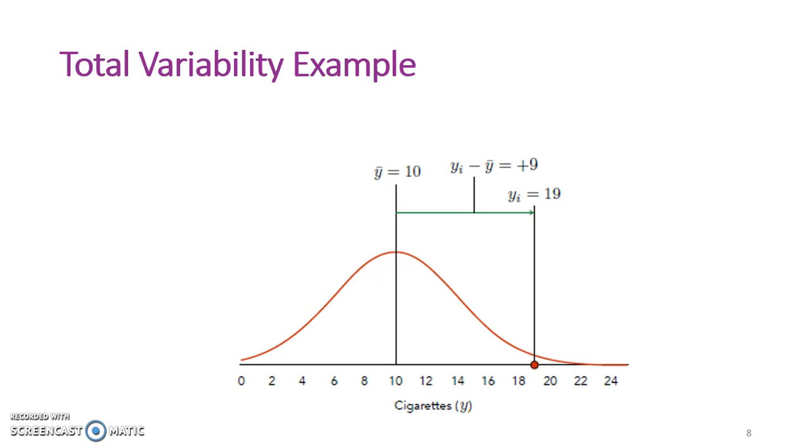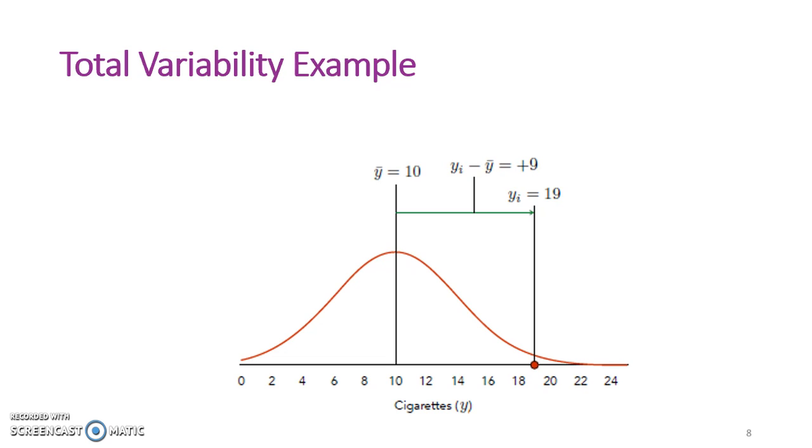So let's talk about how the variability is going to get partitioned in this model. In this example, we have the distribution of scores, represented by the red bell curve across cigarettes, which is our outcome, number of cigarettes per day. I've highlighted one individual score, and this person had a score of 19 cigarettes per day.